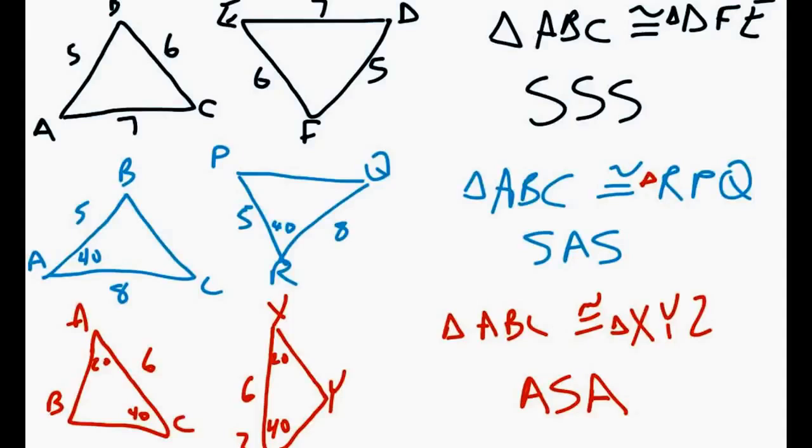So those are the only three cases that prove triangles are the same. So side, side, side, side, angle, side, or angle, side, angle, with those ones that have to be in between the two others. You can't have a different angle. Okay, so there are some other scenarios, but they won't work. So let's do one more different example.